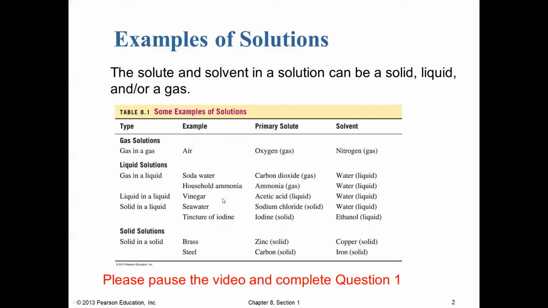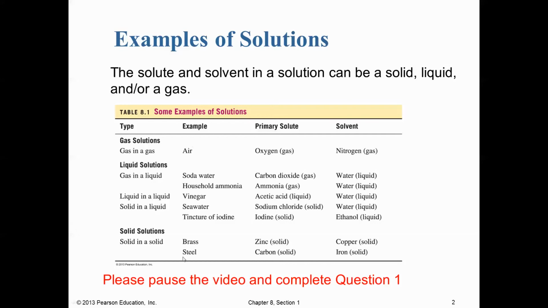We can have liquids dissolved into liquids. Vinegar is a great example of this, where acetic acid is dissolved into water. Or liquor would also be an example, where we have ethanol dissolved into water. We can have solids dissolved into liquids, like salt water or sugar water, but our solvent doesn't need to be water. So an example of tincture of iodine, we've dissolved iodine into ethanol.